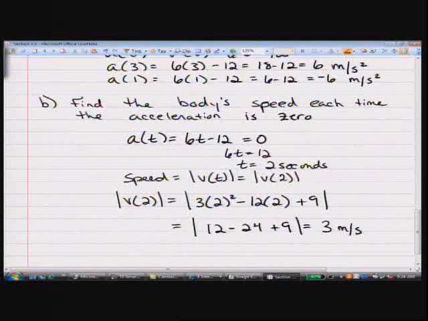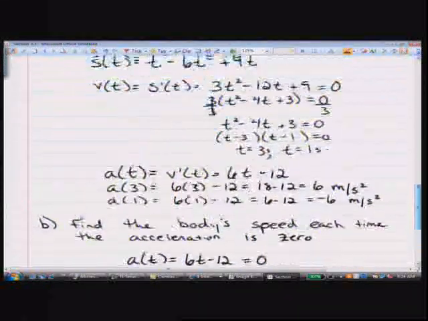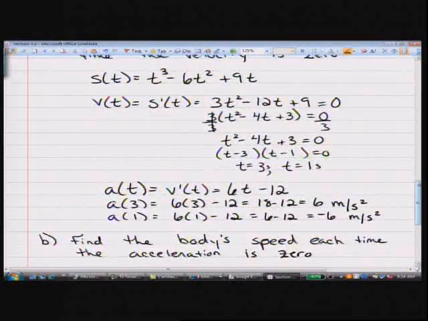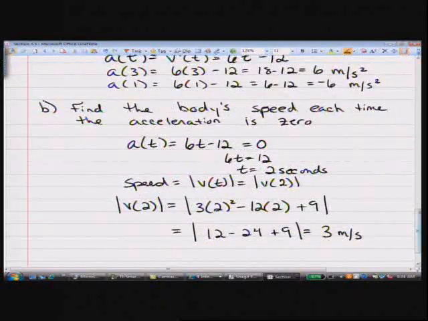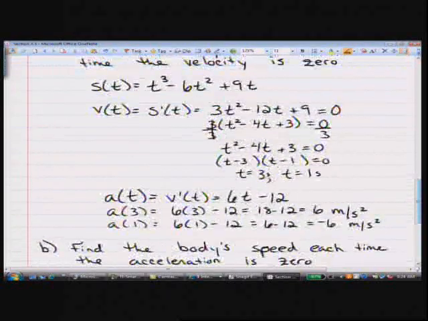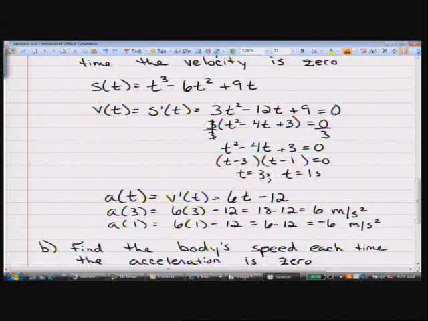So if you just think about it this way, the velocity here is a quadratic function, right? It's going to have a max or a min. If we look at this quadratic function that we have, 3t squared minus 12t plus 9, it actually has a min, right?